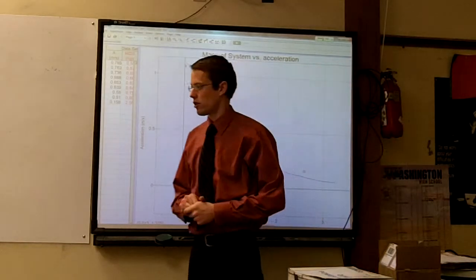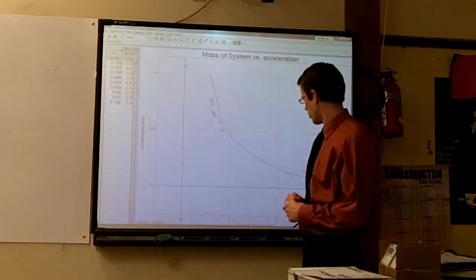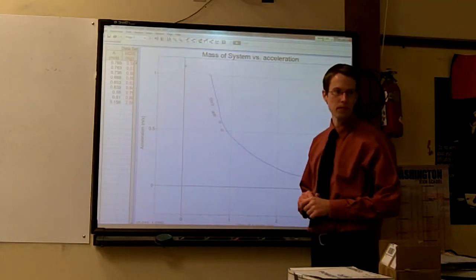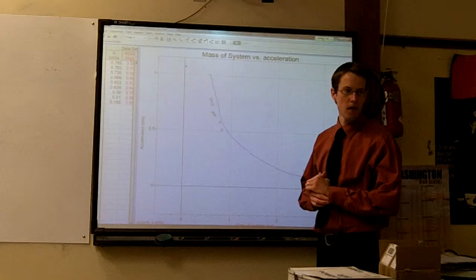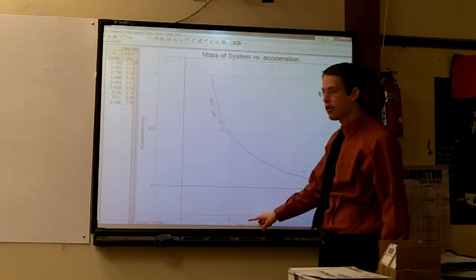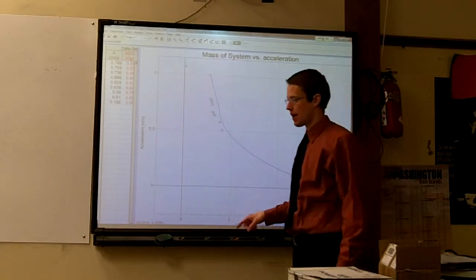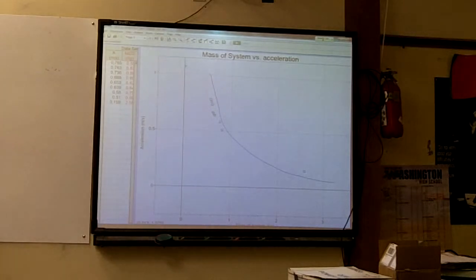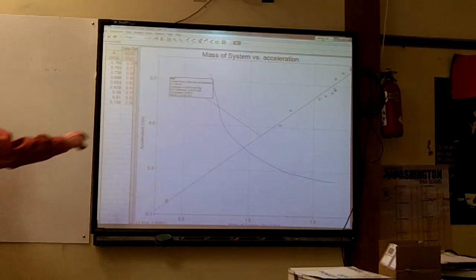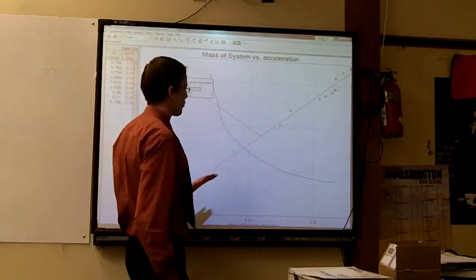All right, so Shauna, do you remember what you did to straighten this? Do you remember what you tried? We put 1 over mass. So they tried 1 over the mass down here, and what they get is a straightened curve. You can see what it was, like so, and now it goes straight.